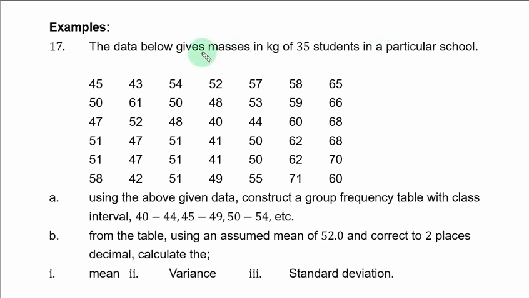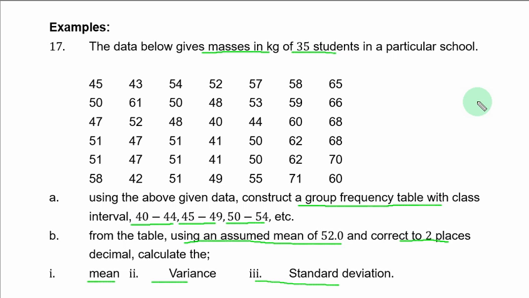We have example number 17. The data below gives masses in kilogram of 35 students in a particular school. You have the various masses. A part of the question: using the above given data, construct a group frequency table with class interval 40 to 44, 45 to 49, 50 to 54, and so on. B part of the question: from the table, using an assumed mean of 52.0 and correct to two places of decimal, calculate (1) mean, (2) variance, (3) standard deviation.